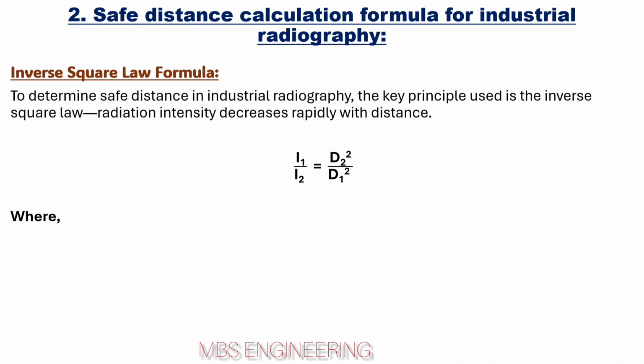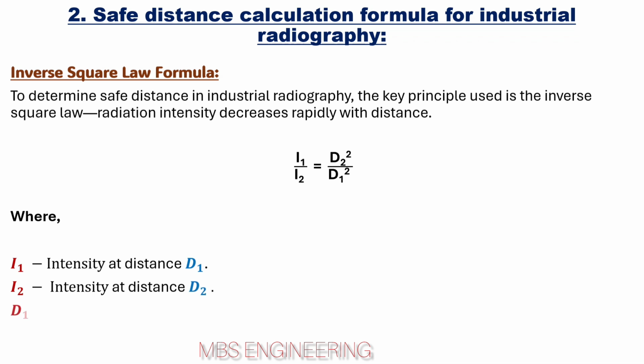Where I1 is the intensity at distance D1, I2 is the intensity at distance D2, D1 is the initial distance, and D2 is the required safe distance.